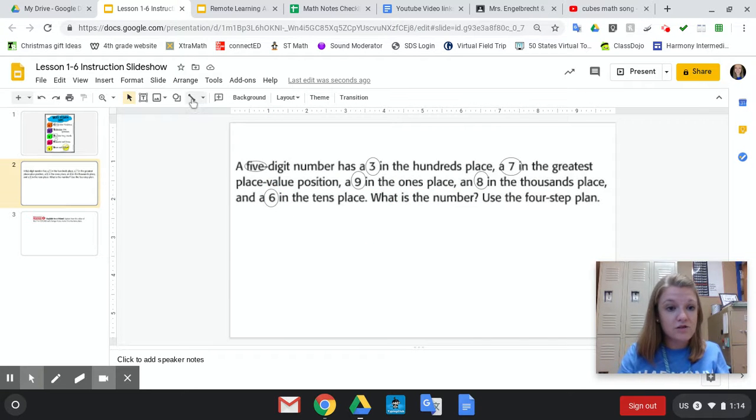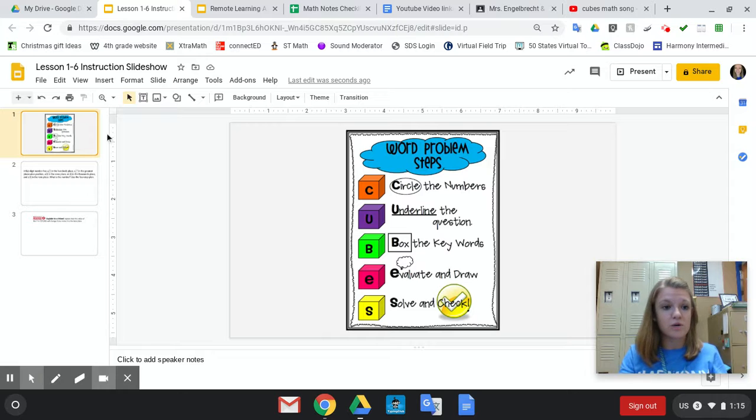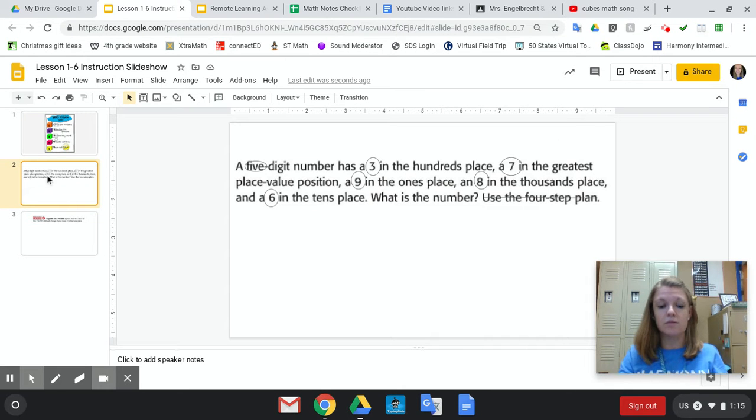Okay, and actually, we're going to ignore this. Pretend that's not there. Did I get all my numbers? I think so. Okay, let's go back. What does CUBES say? Underline the question. Now I'm going to read the problem.